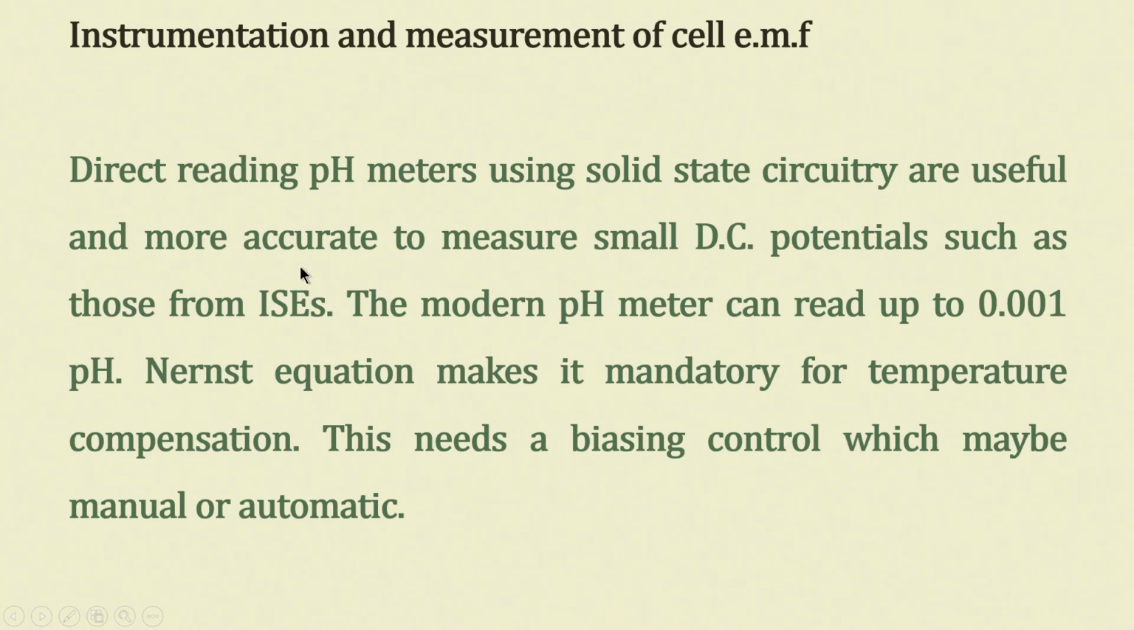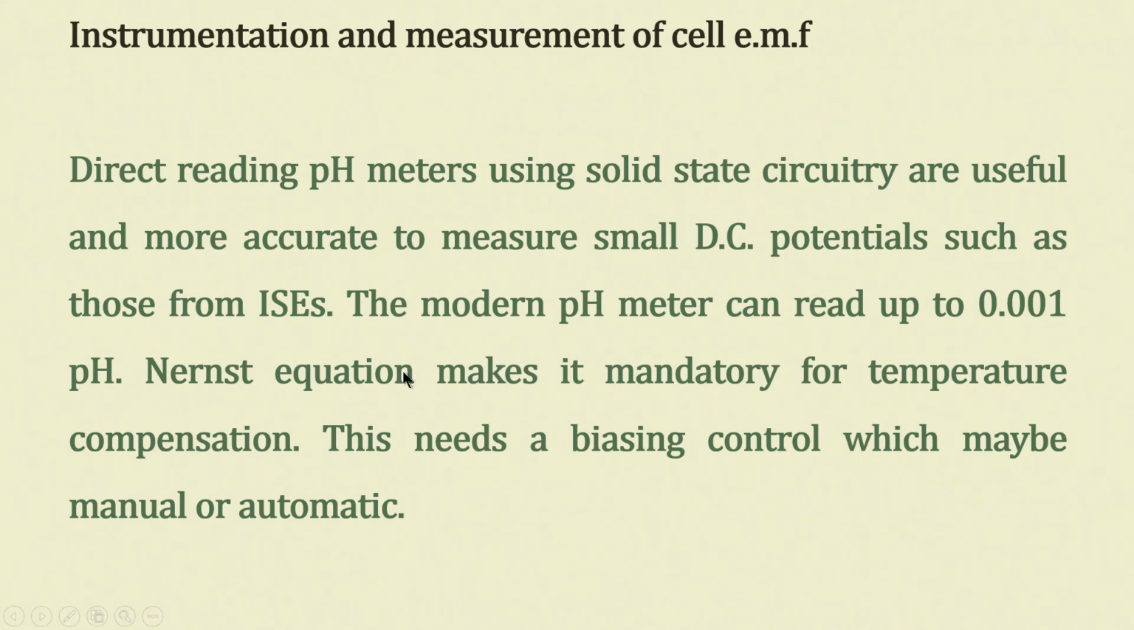So, let us discuss a little bit about the instrumentation and measurement of cell EMF. This cell can be either pH meter or ISC meter, ion selective electrode meter. Okay. Basically, operation of all will be essentially same. So, direct reading pH meters are available using solid state circuitry. They are useful and more accurate to measure small DC potentials such as those from ISCs. The modern pH meter can read up to 0.001 pH.